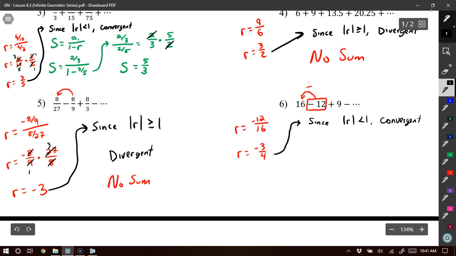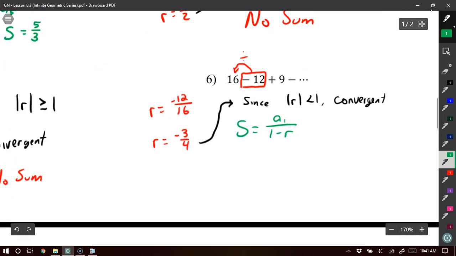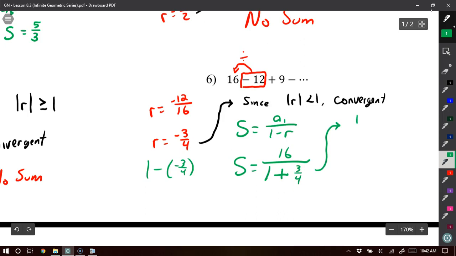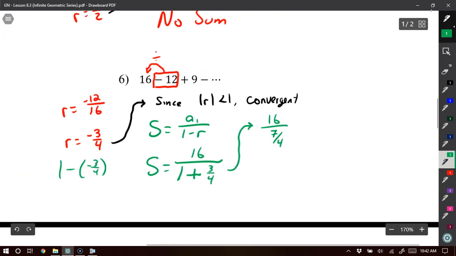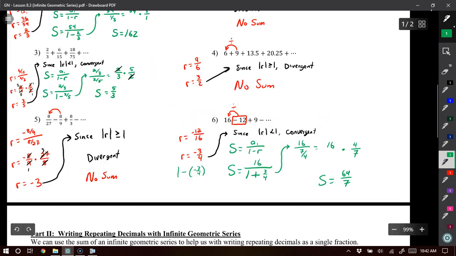I have the ability to find the sum using my formula, a1 over 1 minus r. So I have 16 over 1 minus a negative 3/4. So I'm going to have 1 plus 3/4. So that's going to give me 16 over 7/4. Looks like I am dividing by a fraction again, so I'm going to keep that 16, and I'm going to flip and multiply. So I'm going to multiply by 4/7, which is going to give me a sum of 64/7. There is the answer.